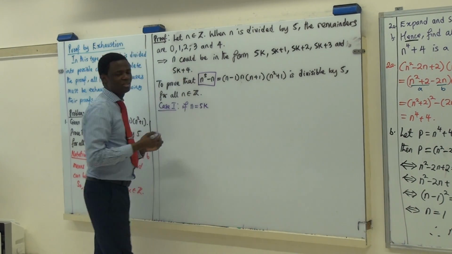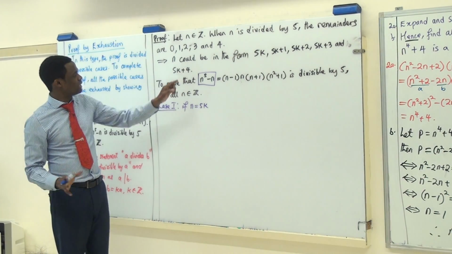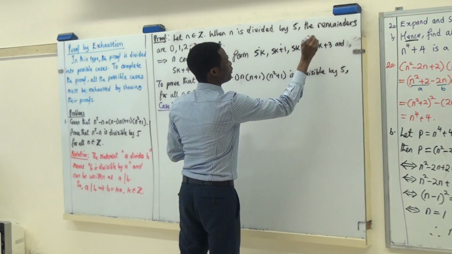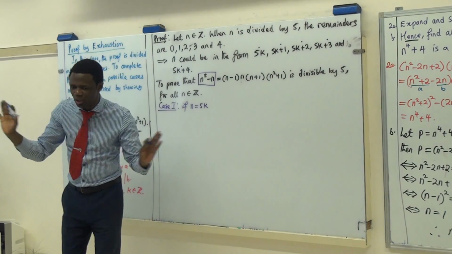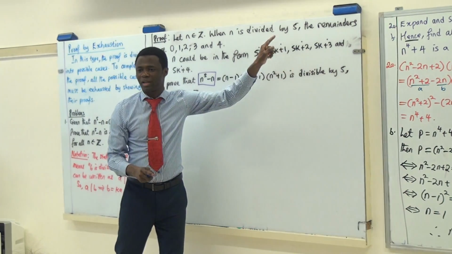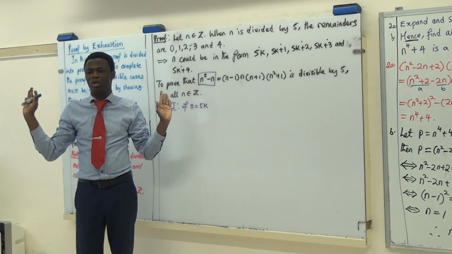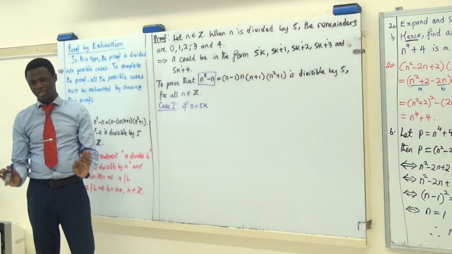This expression is divisible by 5 for all numbers. And this group, 1, 2, 3, 4, 5, represents all numbers. So if for all these 5 cases, we can prove that this is divisible by 5, then we have proved that for all numbers, it is divisible by 5. Does it make sense now?